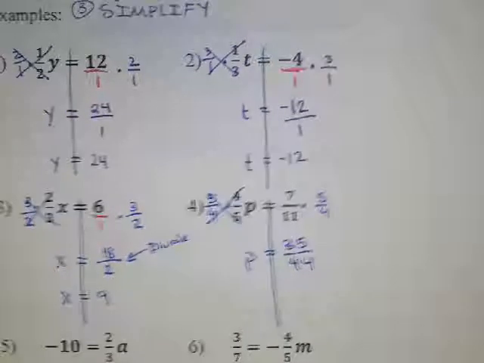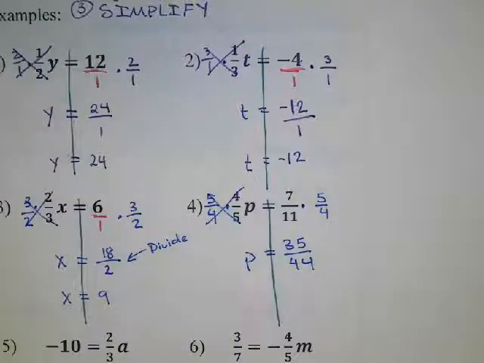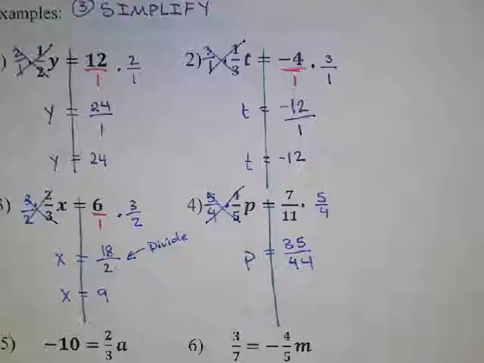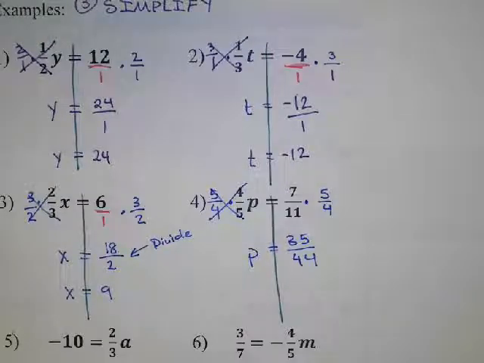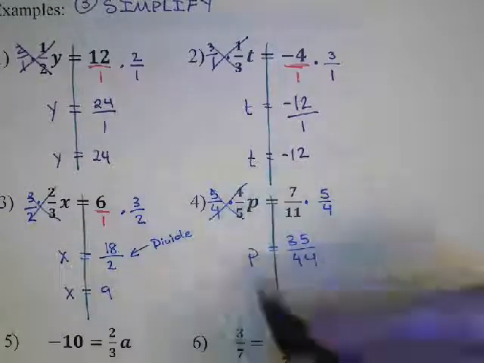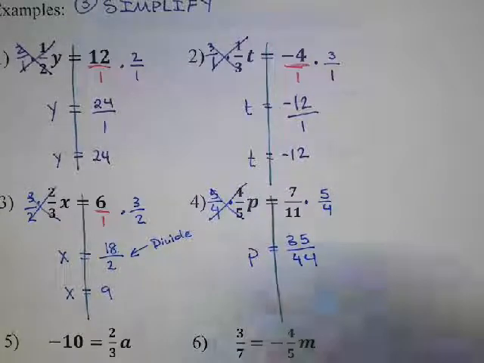Fractions can be answers. Sometimes we can't divide. So we have to ask ourselves, is there a number I can divide 35 and 44 by? Think about it. Maybe look at our multiplication chart, and we see that there is no number that I can divide both of them by. And we have our final answer. And we're done with that problem.